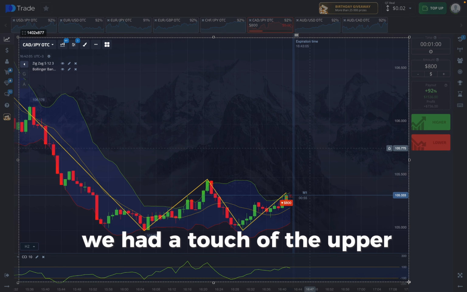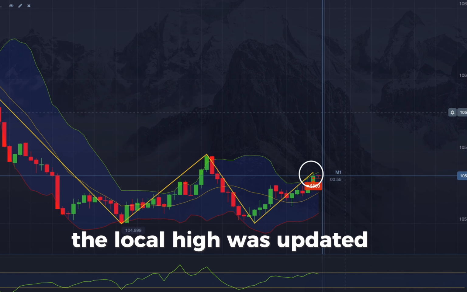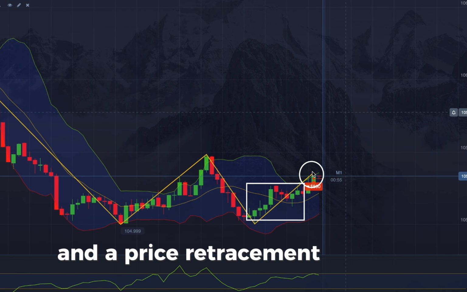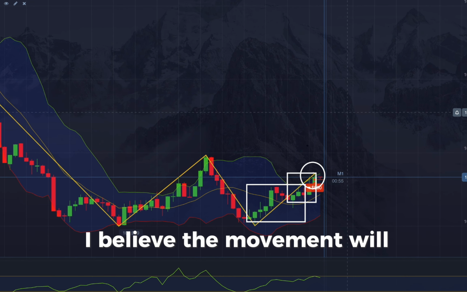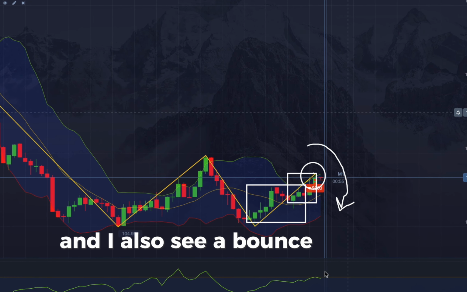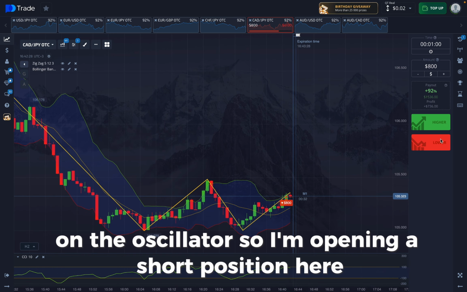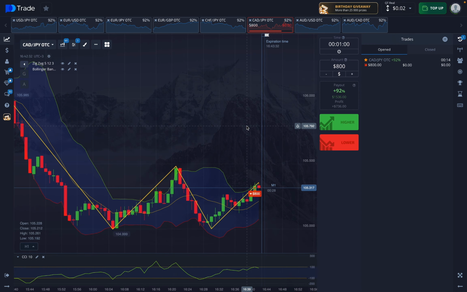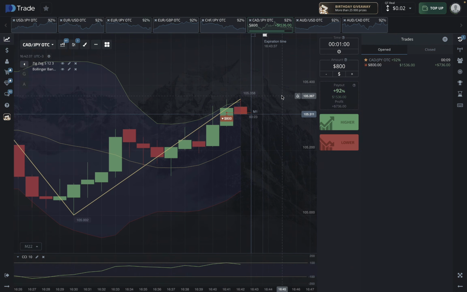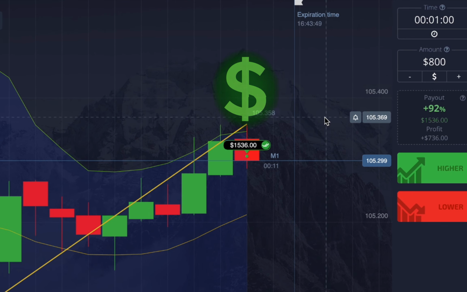We had a touch of the upper Bollinger Bands, the local high was updated on the zigzag, and a price retracement occurred. I believe the movement will continue downward, and I also see a bounce from the overbought zone on the oscillator. So, I'm opening a short position here. Let's watch the result, about 10 seconds remaining. And the trade closed successfully in profit.